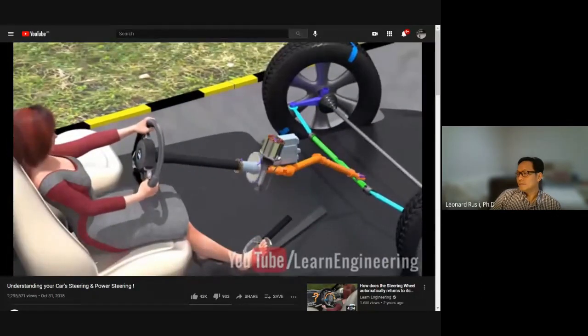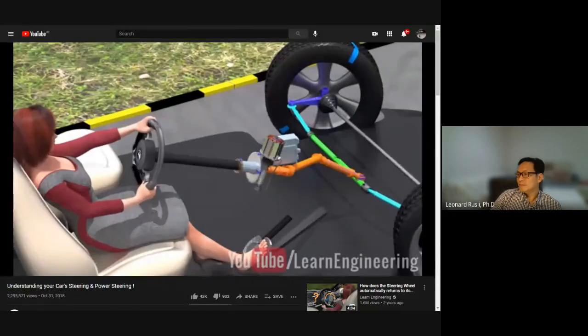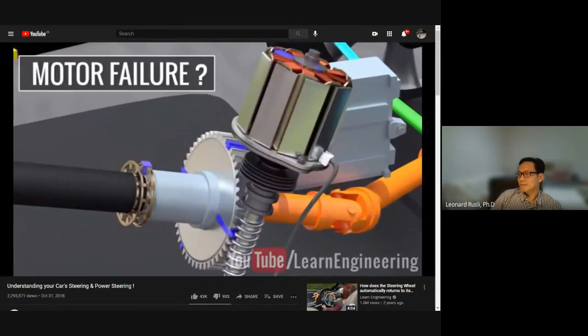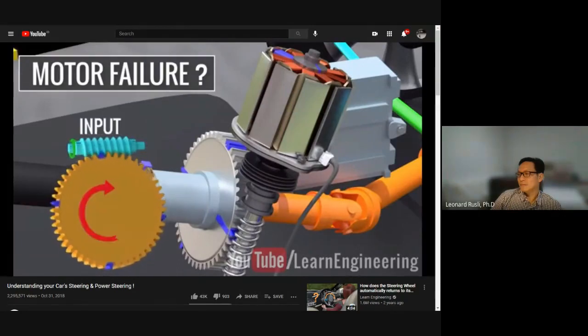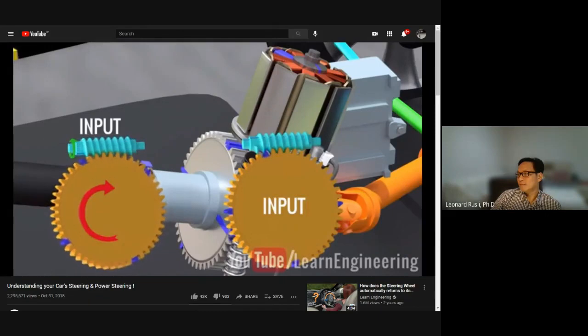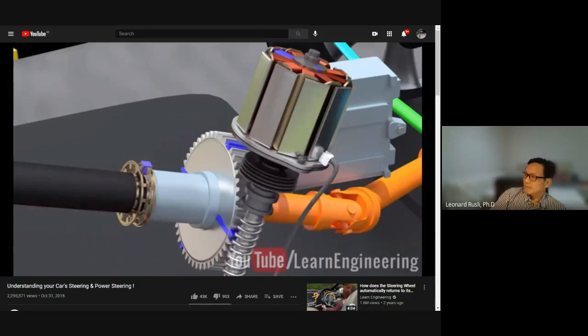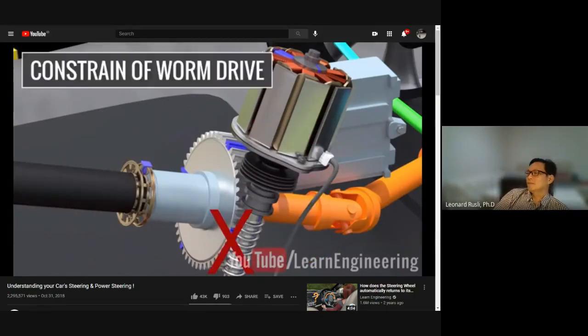Do you think this is a perfect mechanism? Wait for a moment and think about what happens to this steering in the case of a motor failing. You might be aware of the fact that a worm screw can turn a worm gear, but a worm gear cannot turn a worm screw. This means that if the motor fails, any manual rotation by the driver will be blocked by this constraint of the worm drive. In short, the steering becomes jammed.